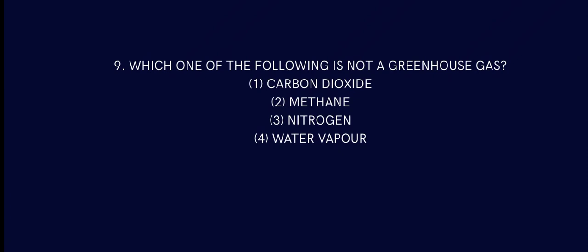Question number 9. Which one of the following is not a greenhouse gas? Carbon dioxide, methane, nitrogen, and whatever. So as you all know, nitrogen is not a greenhouse gas. Yes, nitrogen is the answer.